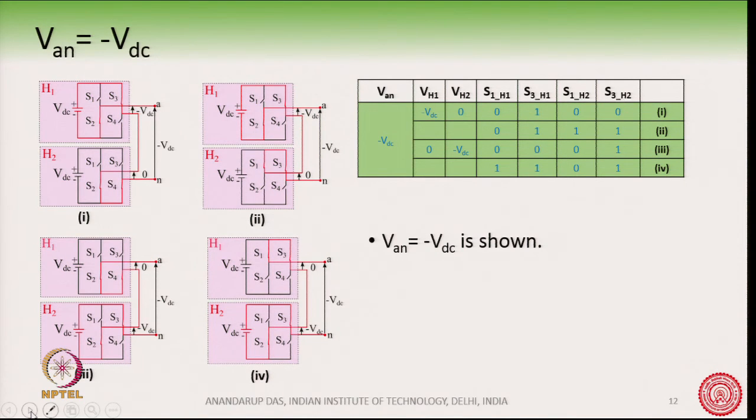Again, in a very similar way, if we want to get VAN equal to minus VDC, then we can have VH1 as minus VDC and VH2 as 0, or we can have VH1 as 0 and VH2 as minus VDC, right. This is shown here. The sum of both is equal to minus VDC. And then similarly we have 4 switching multiplicities which can produce this VAN equal to minus VDC.